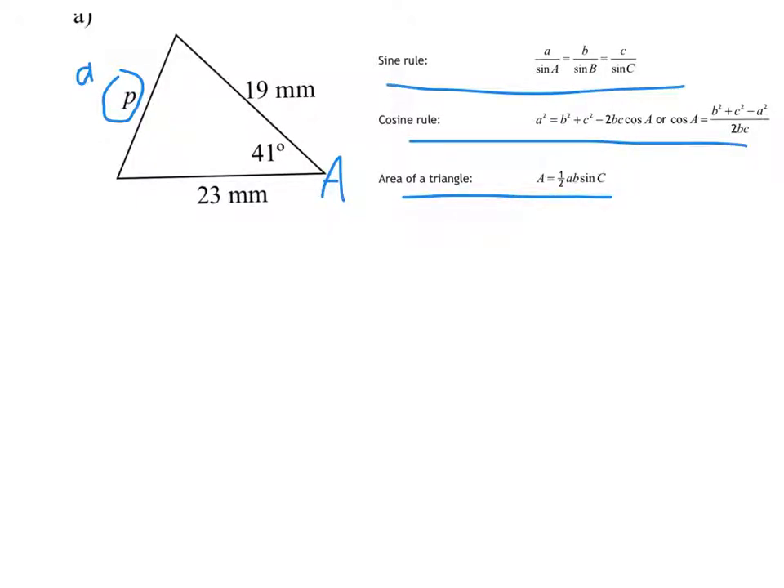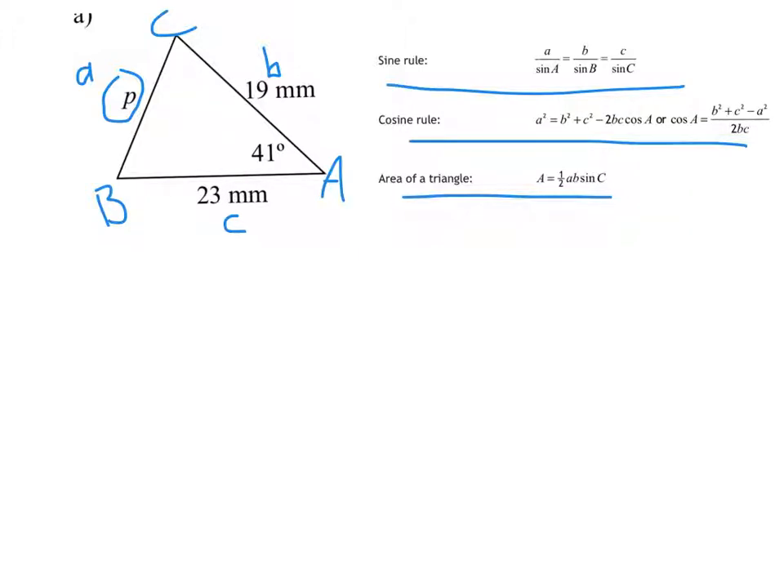Often we can ignore the letters given to us and just rename them in a convenient way. So I'll call this side b, this small c for the side, and capital C up here at the point for the angle.